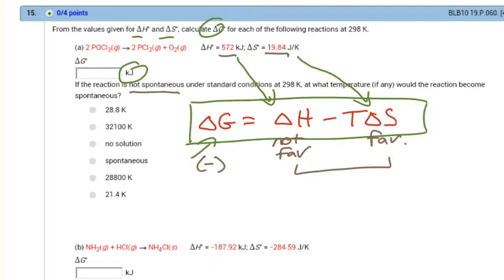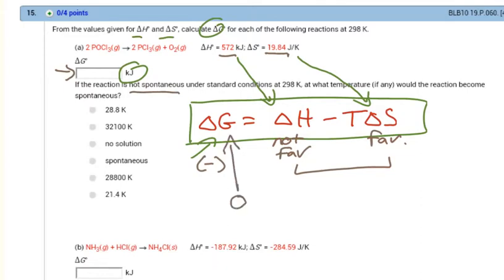So when you plug in the numbers, you will have calculated delta G up here, and you'll know if it's positive or negative. If it does turn out to be positive, then it's not spontaneous, and they want you to find out what temperature. And so in that case, you would want to plug in 0 for delta G.